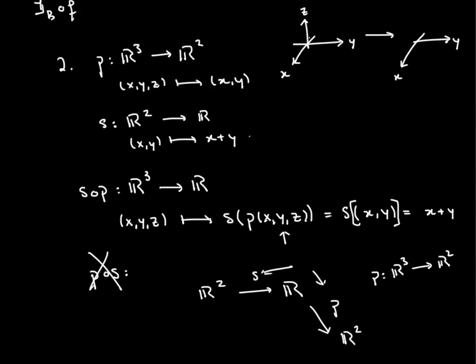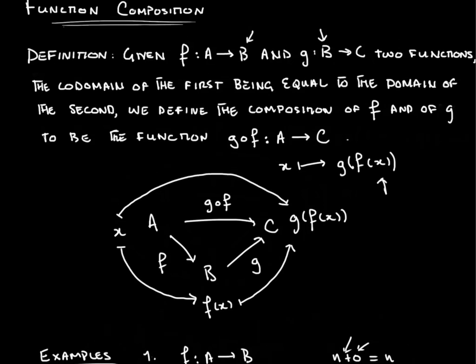This is why in the definition I specified that the codomain of the first is equal to the domain of the second. This is very important. So every time you're dealing with function compositions, you need to be assured that the composition actually makes sense. The codomain of the first function has to coincide with the domain of the second.